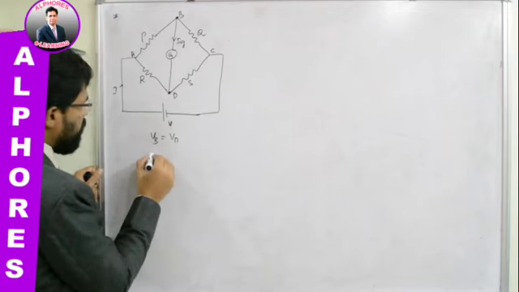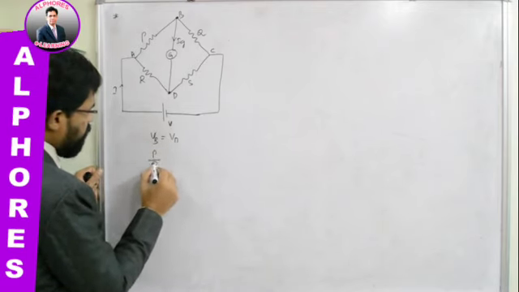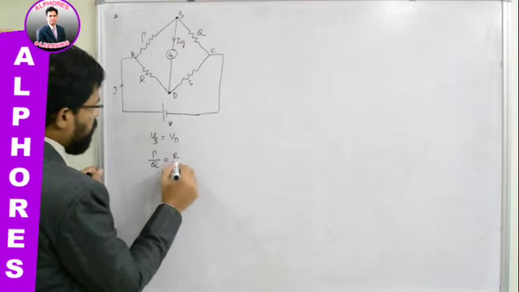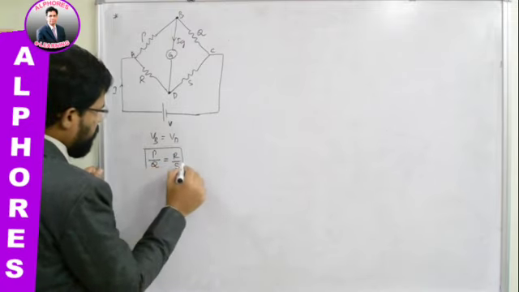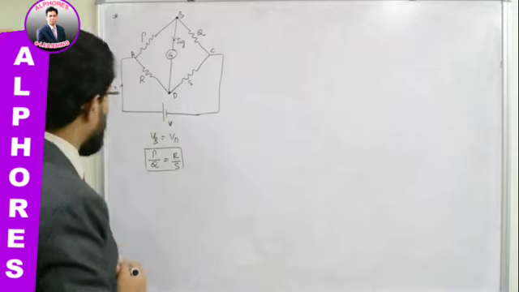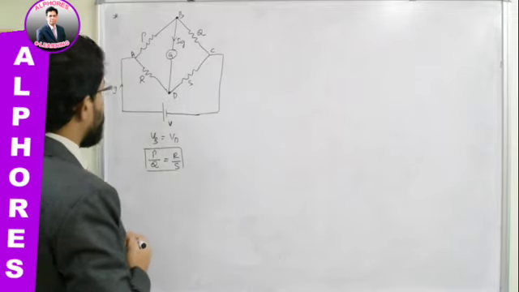If Iz is 0, immediately followed by that, what was our conclusion yesterday? P by Q is equal to R by S. So this is what our conclusion was. Now, let us try to understand this a little bit more.